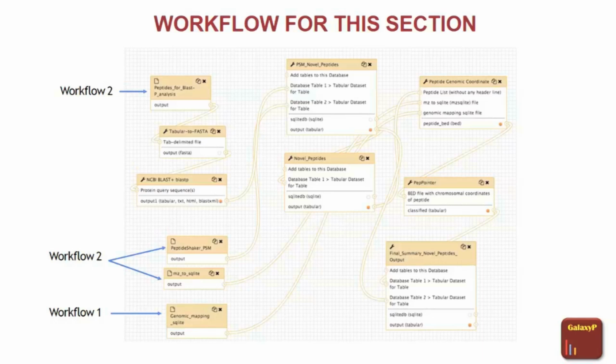And these novel peptides or novel PSMs now can be converted to just peptides, and these peptides can be subjected to generating an output which can give you the peptide, its genomic coordinates and other information. So I will basically talk a little bit about that. There are two tools used here: one is Peptide Genomic Coordinate and the other is Peptide Pointer.